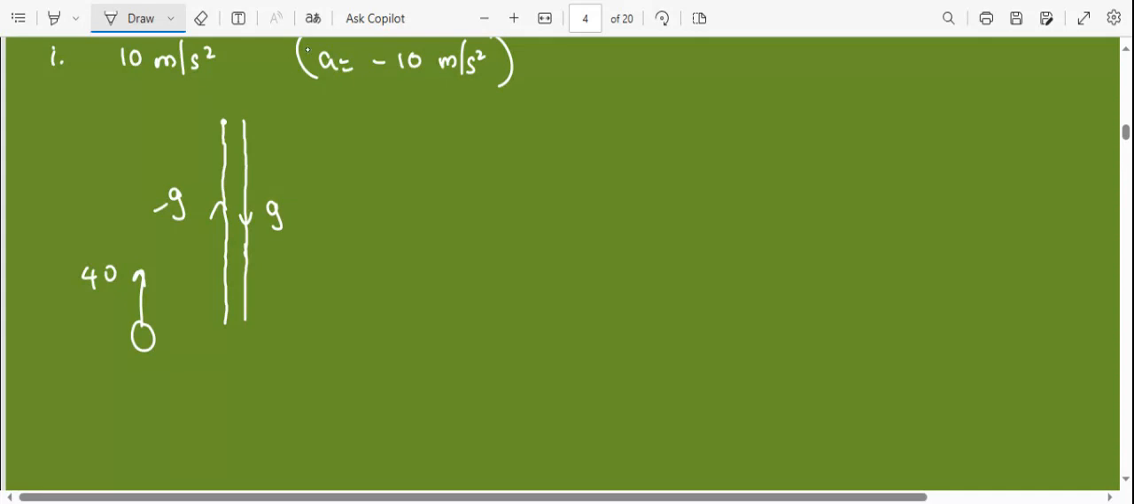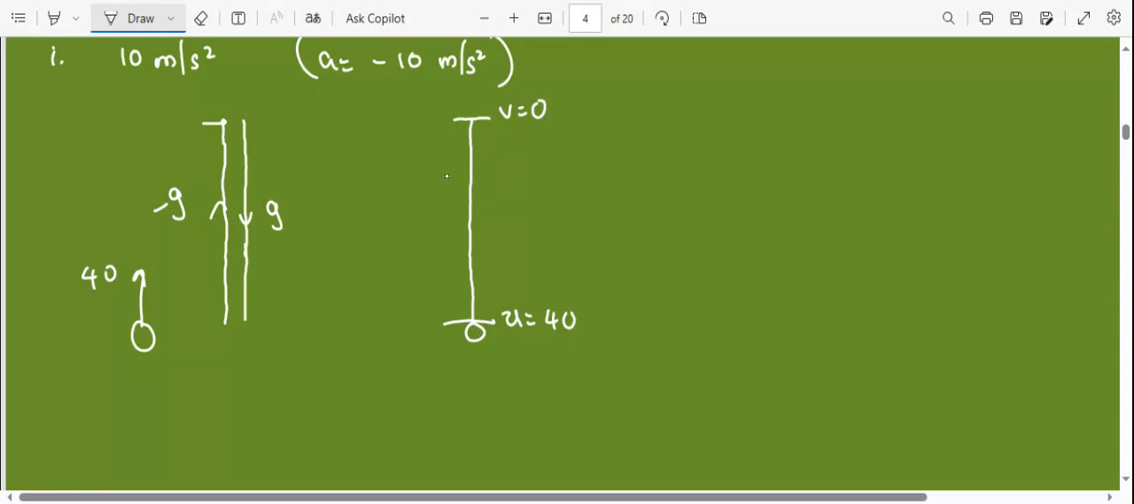Okay, so then at the highest point, right? If it is released from this level, when it goes upward and reaches its highest point, the speed will become zero. The initial speed there is 40, the final speed there will be zero. Then it starts to come down, right?